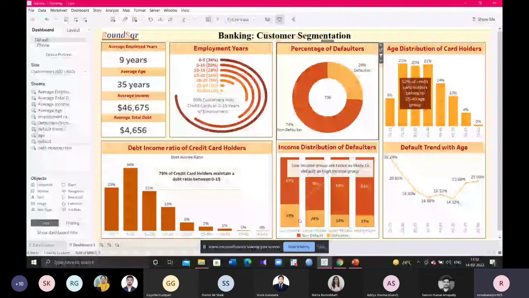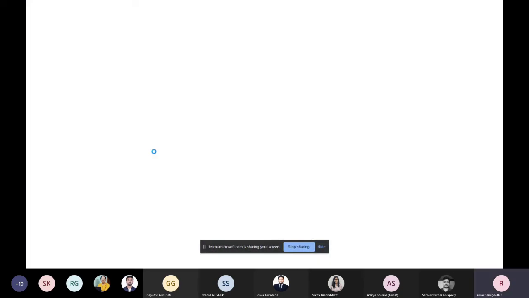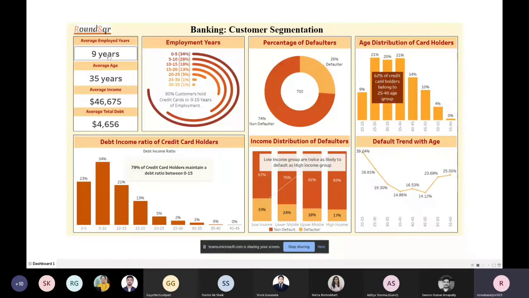On the left side, we have the aggregate numbers. The first is the average employed years. This data is basically of 700 customers who are holding credit cards. So this is the average employed years of those customers. This is their average age. This is their average income, and this is the total debt they maintain.